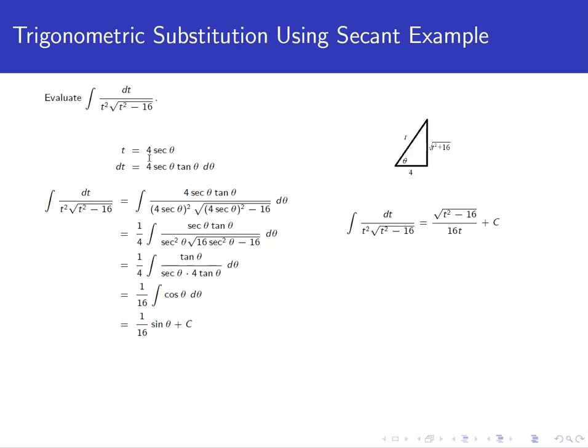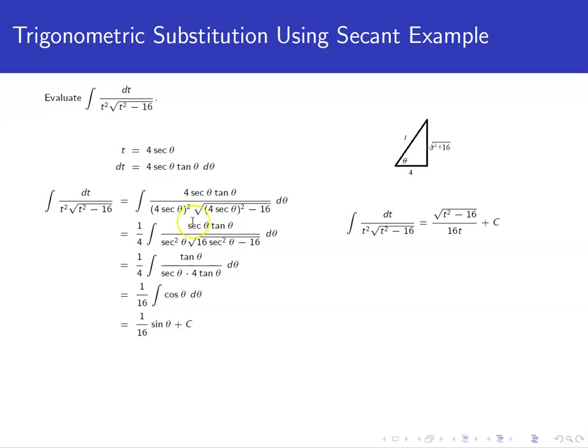So then our dt is 4 secant theta tangent theta d theta. So substituting all of our stuff in, dt is 4 secant theta tangent theta, so that ends up on top. On bottom, we'll get a 4 secant theta quantity squared times the square root of 4 secant theta quantity squared minus a 16.